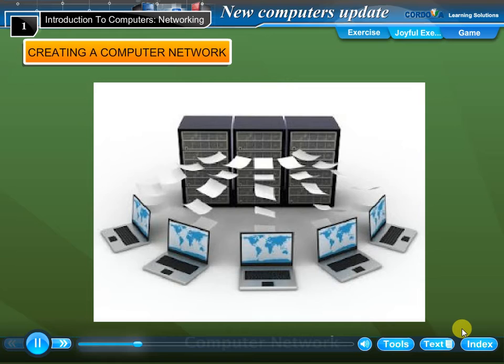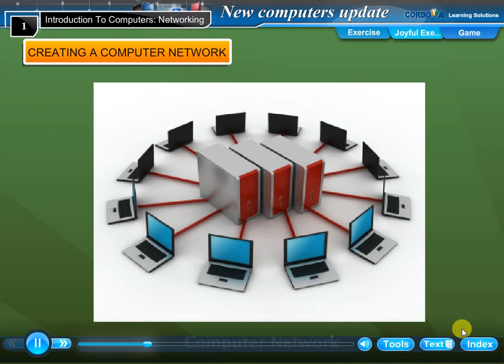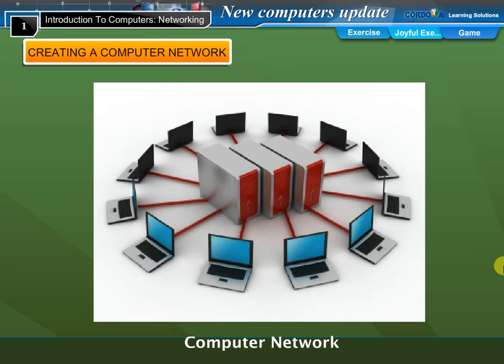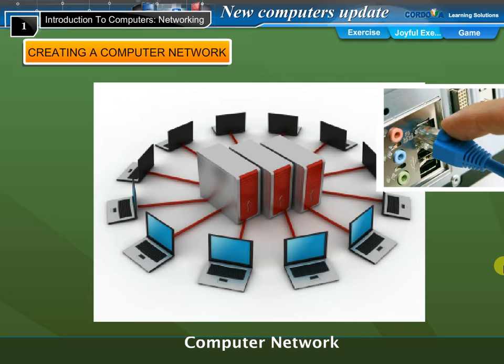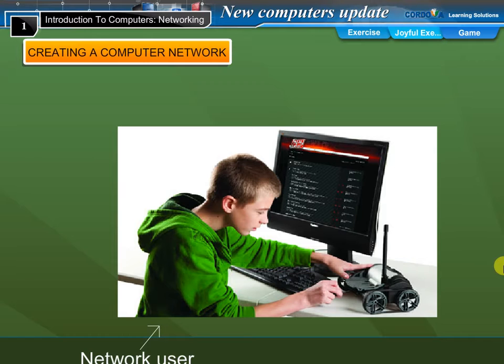Creating a computer network. A network can be of any size. For example, a small network can be created by connecting as few as two computers for sharing files. A network can connect millions of computers to exchange information all over the world. The world's largest computer network is the Internet. When you connect your computer to a network using a cable or other communication media, you become a network user, and the computer becomes a workstation on the network.